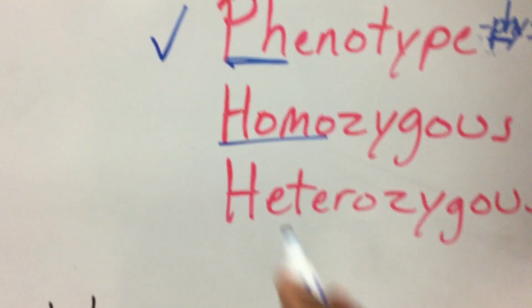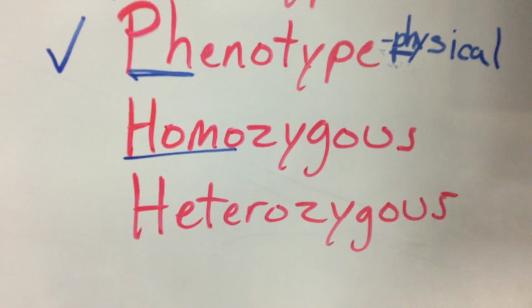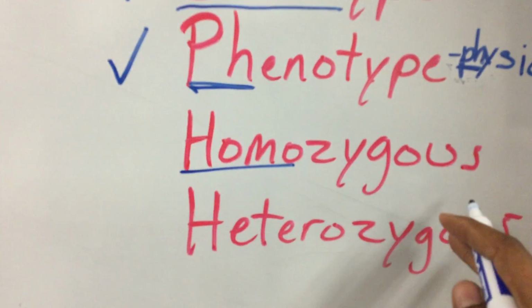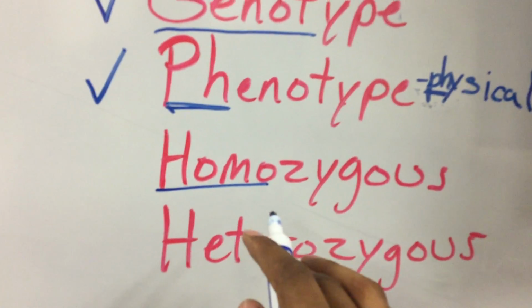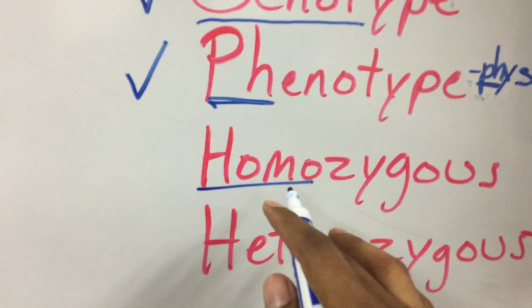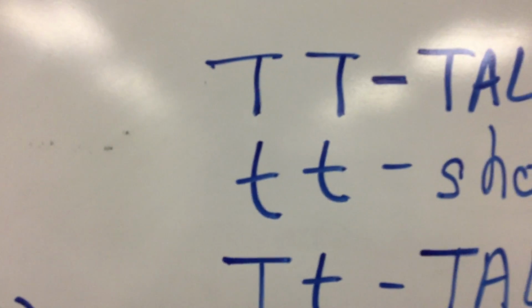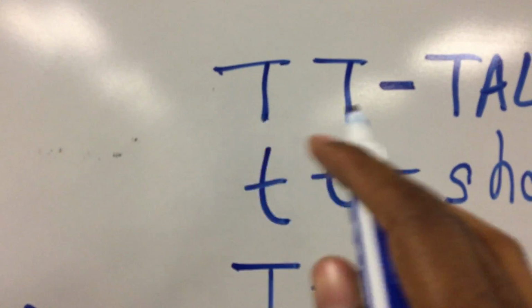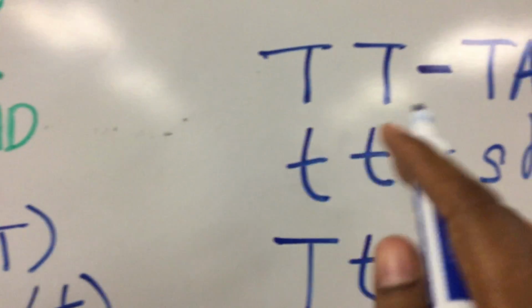Homozygous. Homo is a prefix meaning same. If you think of homosexuals, they like the same sex. So homozygous, the key part of that word there is homo, meaning same. Zygous has to do with genes. So homozygous is when you have a genotype where both letters are the same, or where you have both of the same alleles.